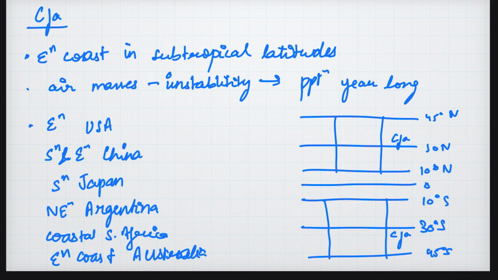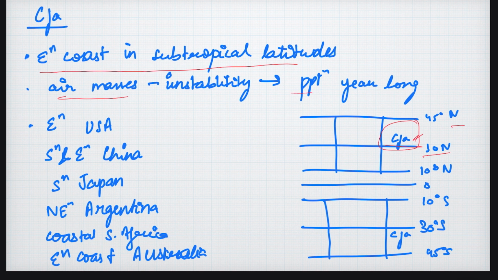Now coming on to CFA, which is East Coast. This type of climate is found in the eastern coast in subtropical latitudes. You can see from the diagram, usually till 30 degree we have tropical, and then from 30 to 45 we have subtropical region. So in this eastern coast of 30 to 45 degrees we would have CFA type of climate both in the southern and northern hemisphere. Here the air masses cause instability which leads to precipitation throughout the year.